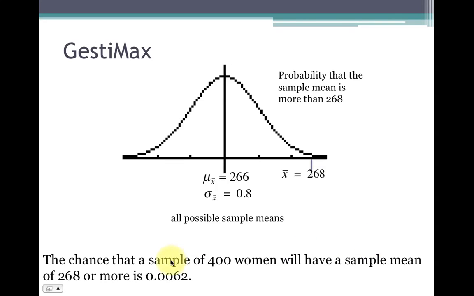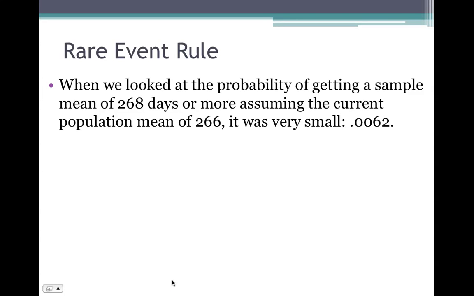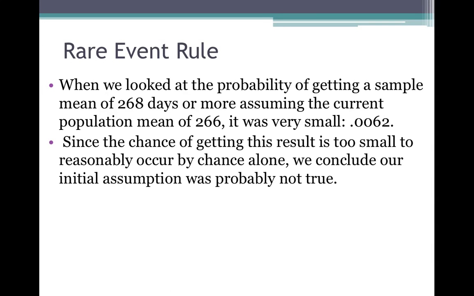But when we looked at the probability of getting 400 women together and finding that their sample mean was 268 days or more, the chance of that happening, 0.0062, is very, very slim. So, since the chance of getting that kind of result is too small to reasonably occur by chance alone, we conclude our initial assumption was probably not true.